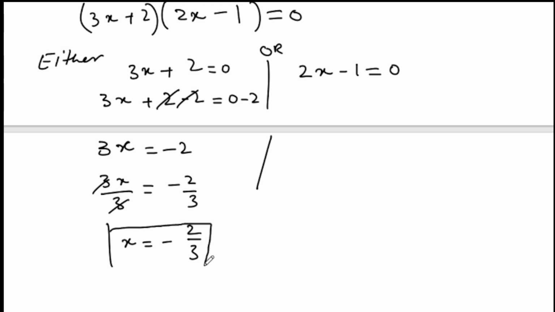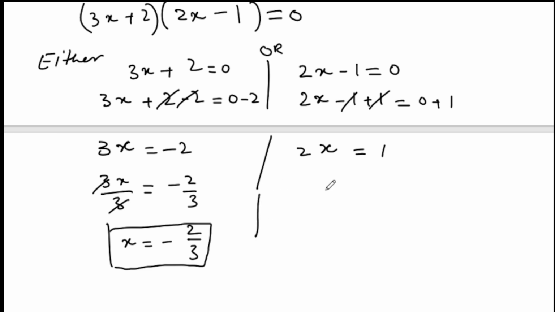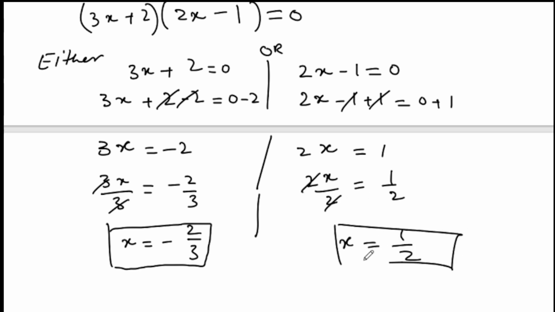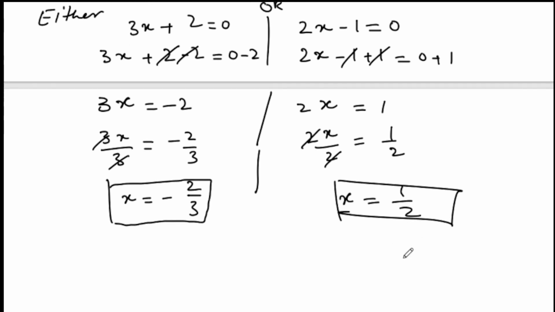So this is the first root of the given quadratic equation. Now by adding 1 on both sides, we have 2x equals 1. Now dividing by 2 on both sides, 2x divided by 2 equals 1 divided by 2. So x equals 1 divided by 2. This is the second root of the quadratic equation.